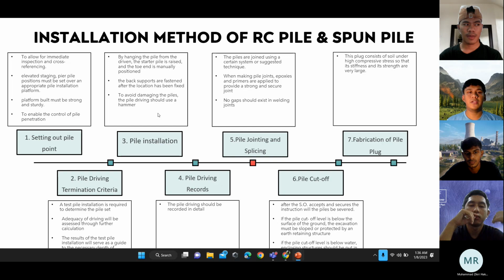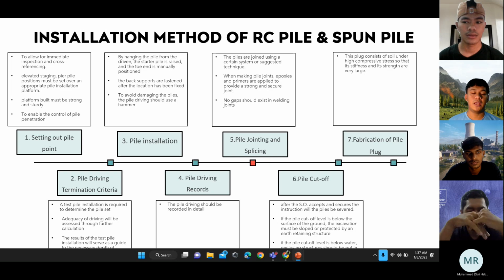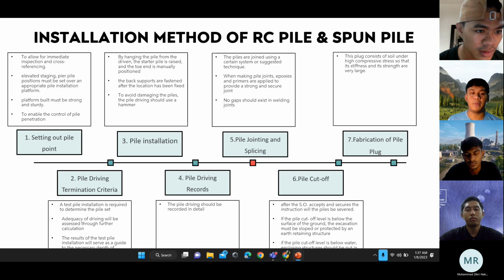Alright. Now it's about the installation method of the RC pile and spun pile. The first thing is setting out the pile points, where the surveyor will come to allow the material inspection and cross referencing. And the elevator staging pile position must be set over an appropriate pile installation platform. The surveyor and engineer will discuss and determine where the points have to be set out for the pile. After that is the pile driving termination criteria.